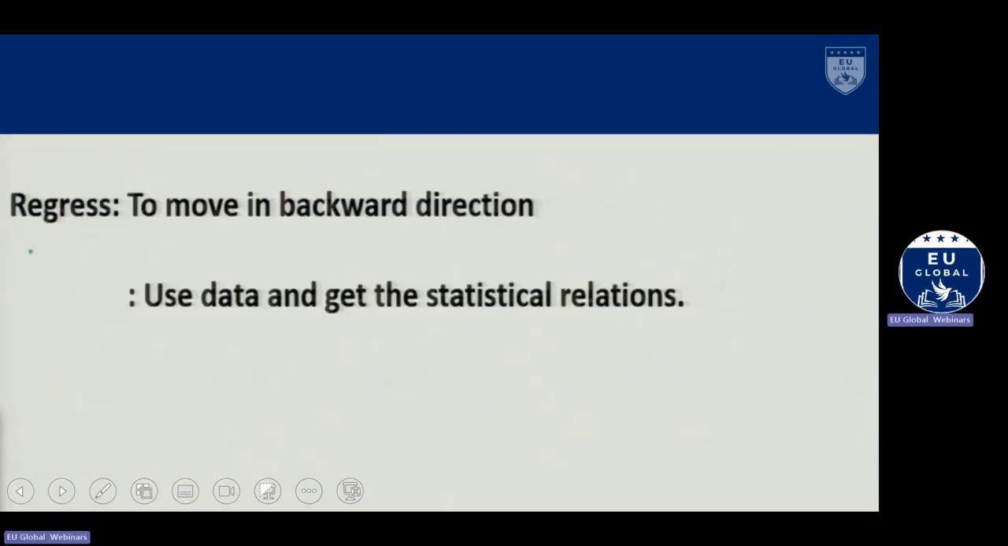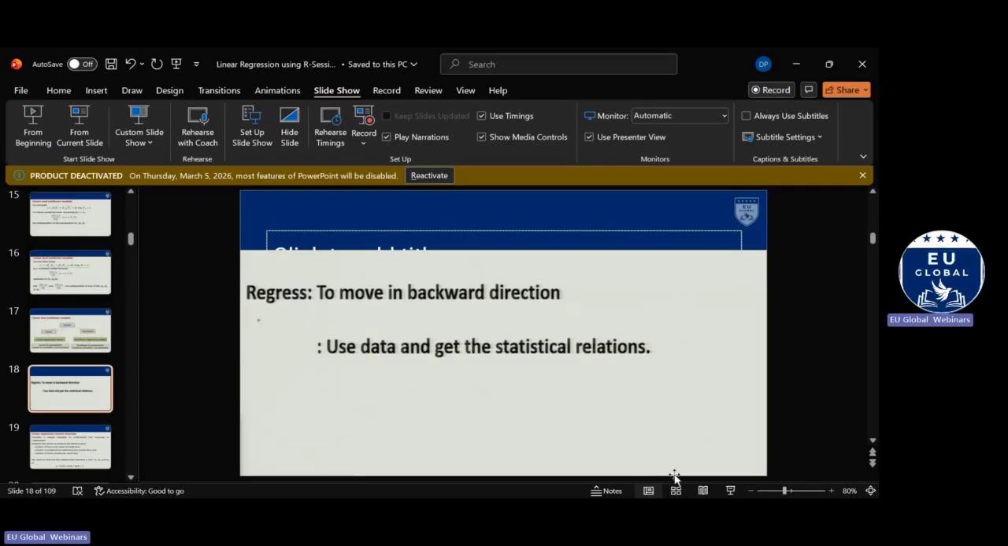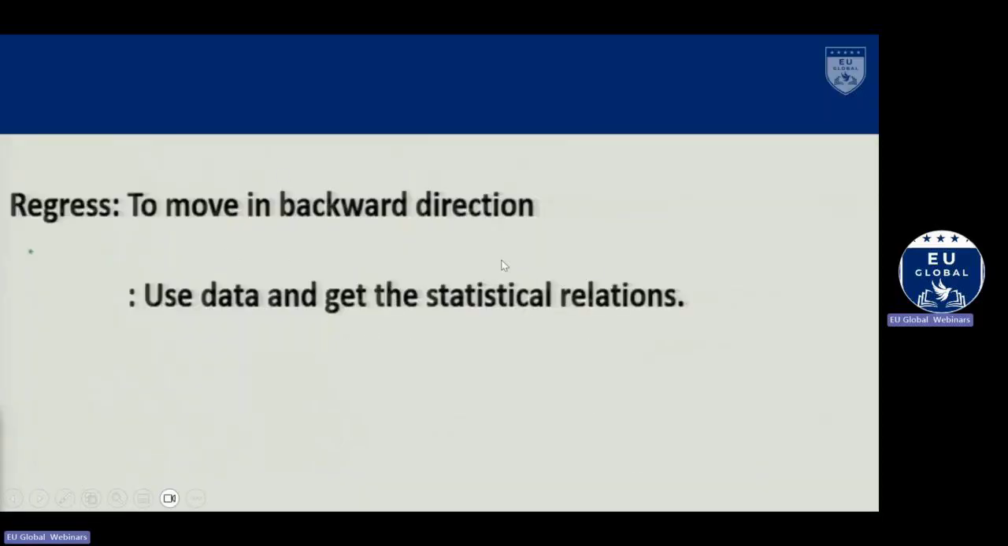When we say regression, that means we have to move backward. When we use the word regression, we move in a backward direction. That is what regression means. Here we already have data, and based upon that data, we have to calculate the process. That is why it is called regress, or regression.